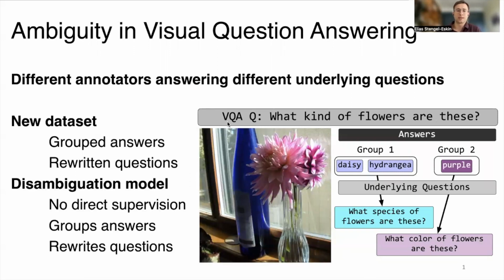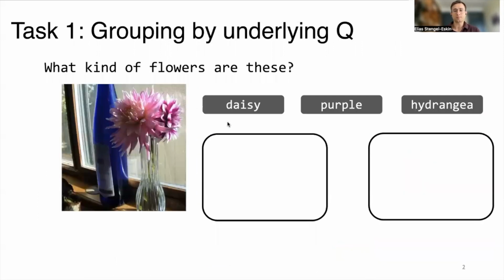We then introduce a disambiguation model, and despite the fact that we don't directly supervise it to do disambiguation, we find that the model is able to recover human annotated answer groups, as well as rewrite questions to be less ambiguous. I'll first take you through how we collected our data.